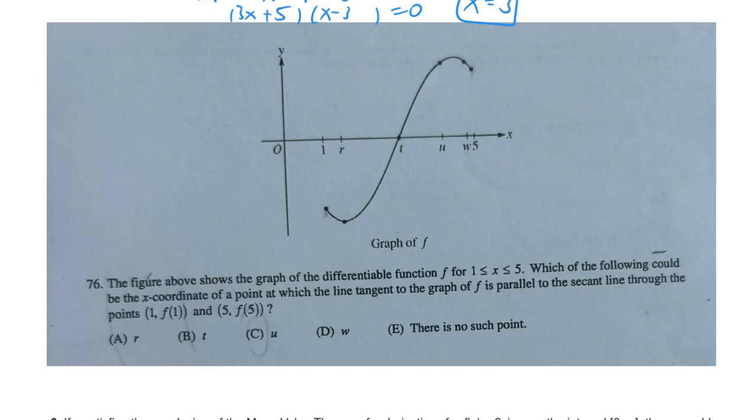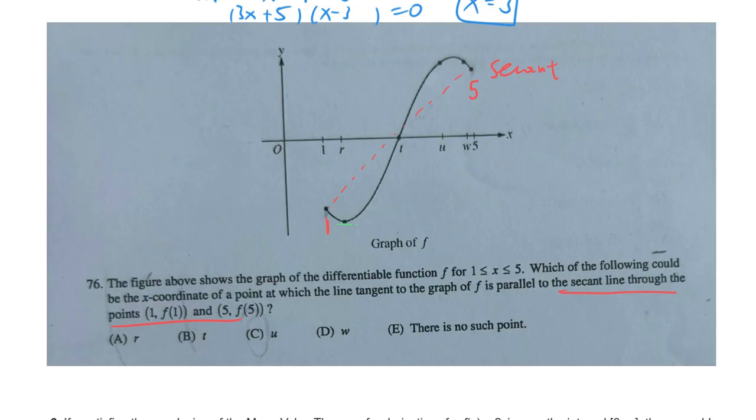Okay, this shows a differentiable graph. Which of the following would be the x-coordinate of a point at which the line tangent to this graph is parallel to the secant? So this is just a visual estimation. So we have a secant here. So this is 1, this is 5, and it has a slope, right? So this is the secant line through this point and this point. And we want to find the x of a point in this interval where the slope is equal to this secant.